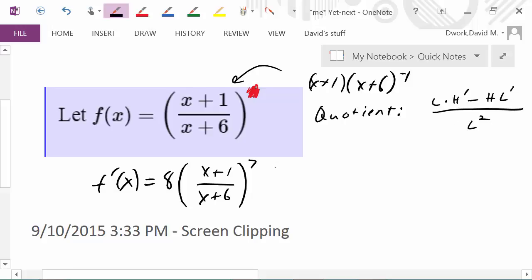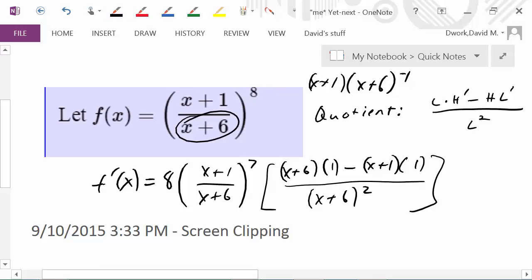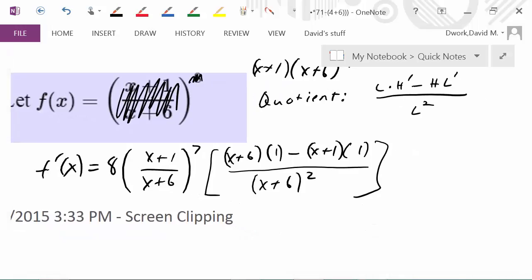So therefore, when we're doing this, what we're going to say is, okay, it's the low. So the low is x plus 6. So it's x plus 6 times the derivative of the high. Well, the derivative of x plus 1 is 1, minus the high times the derivative of the low. So what's the derivative of x plus 6? That's 1, all over the square of what's below. And now that we've done that, since we've used the quotient rule, we've taken care of the whole quotient, and we're done with the problem. So there you go. There's your answer.